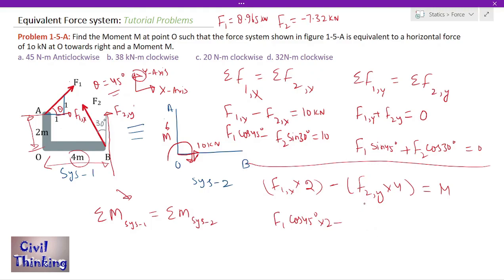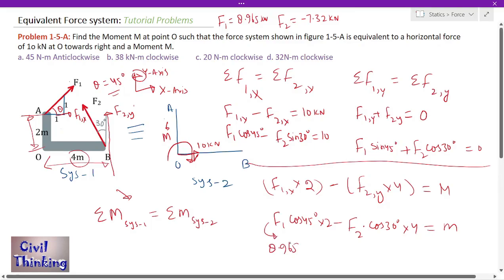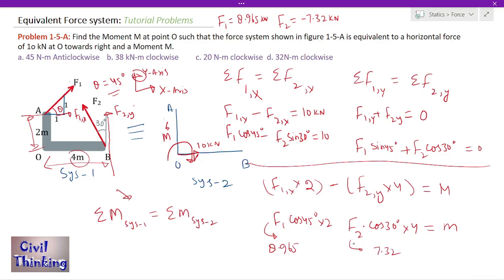Now what is the value of F2y? F2y, as you can see here, is F2 cos 30 degrees, right? F2 cos 30 degrees multiplied by 4, it is equal to M. We have to find the value of M. Now what is the value of F1? It is 8.965. So I will put the value of F1 here. This is cos 45 multiplied by 2. Now F2 is negative 7.32. Now this is negative and this is negative, so it is going to be positive.